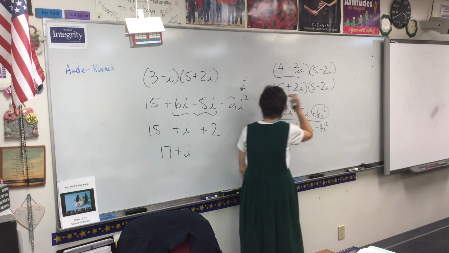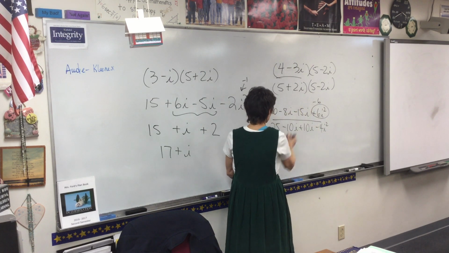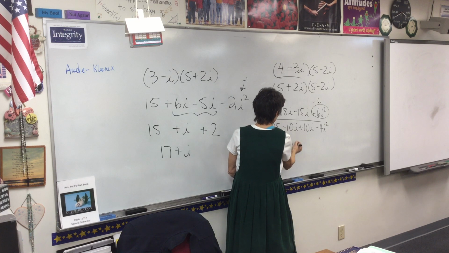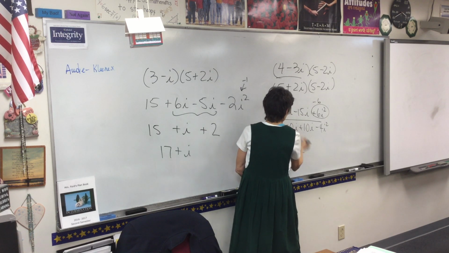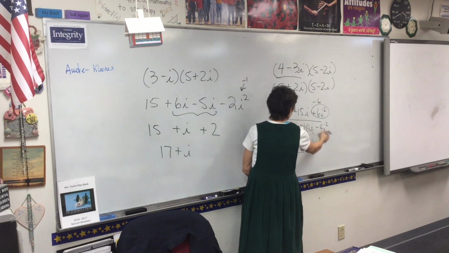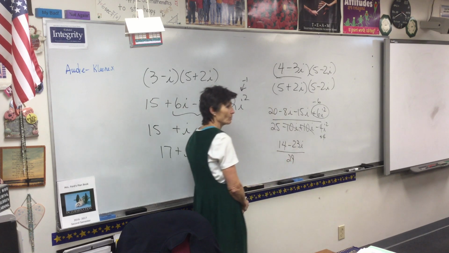What's this? -6. So that's going to be a 14 minus 23i on top. These cancel. What's that? 4. Plus 4. So 29 on the bottom, and there would be my answer.